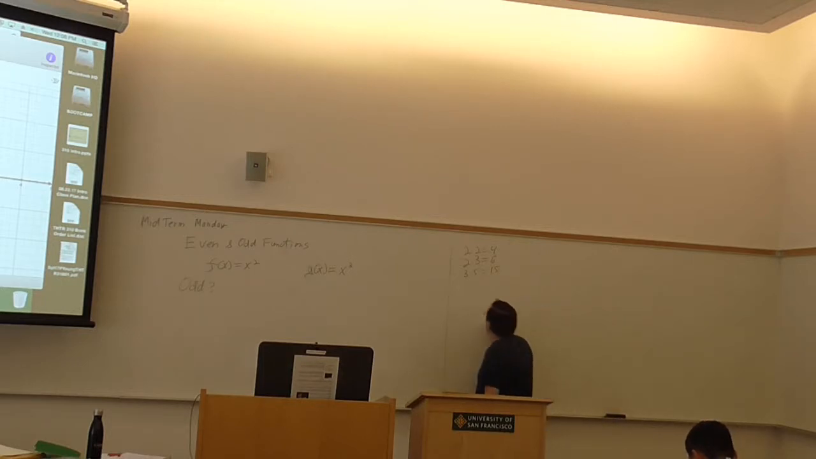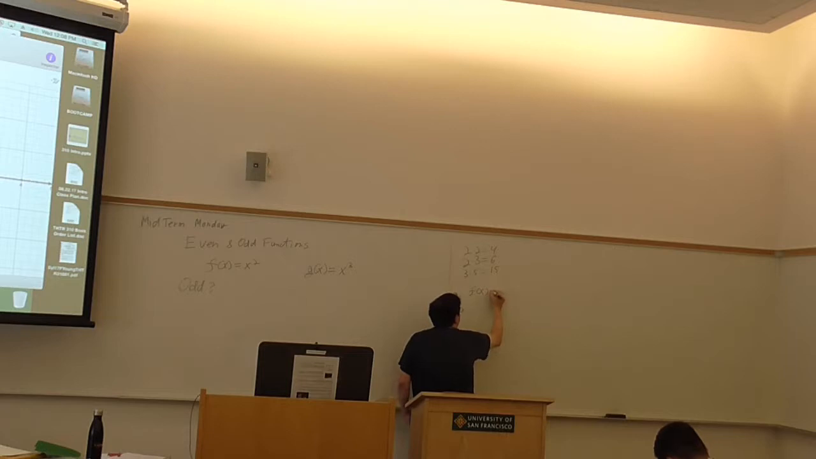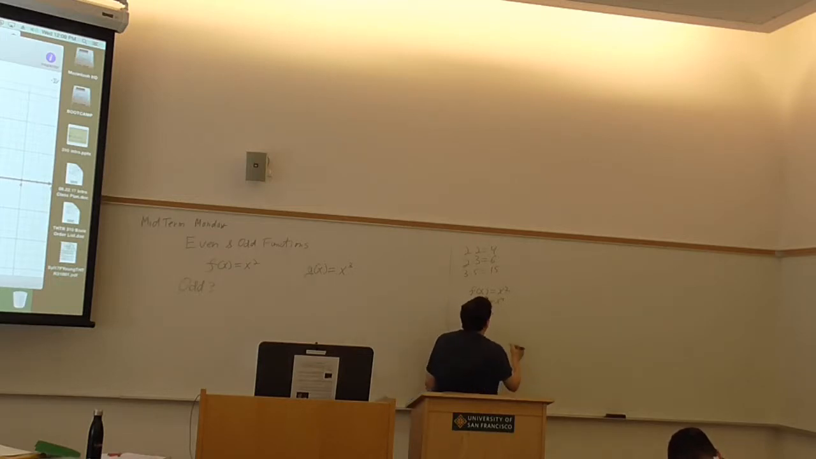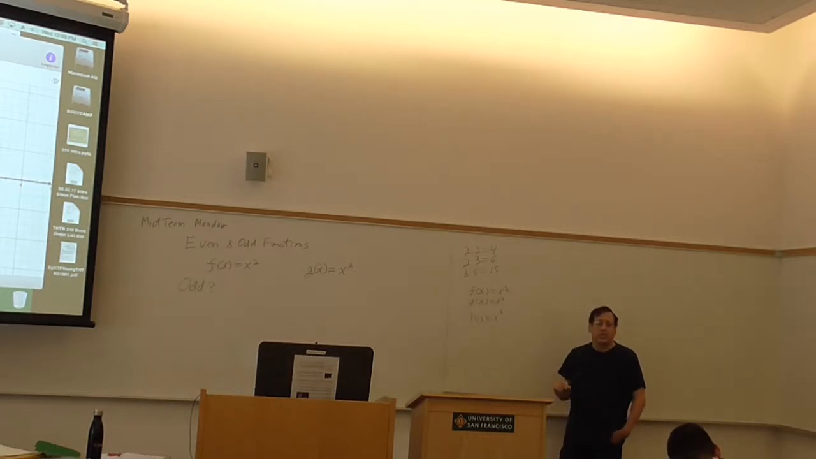If we take two even functions, let's say f of x equals x squared, and g of x equals x to the fourth. If we multiply these rules together, we're going to get x to the sixth, and some function h of x equals x to the sixth. That's going to be even.